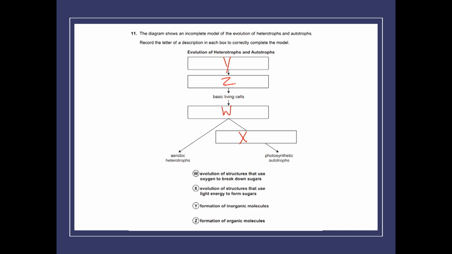Then we make basic living cells, okay? The next letter we went with was W, evolution of structures that use oxygen to break down sugar. So this is that cellular respiration. And then the last one is X, the evolution of structures that use light energy to form sugar. That's kind of that photosynthesis process, and then you can see that led to photosynthetic autotrophs.